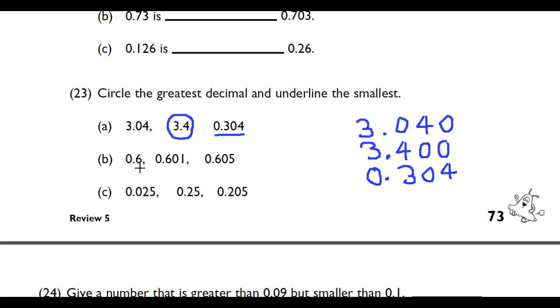0.6 looks like 600. 0.61 is 610, this is larger than that, and this is 65. So this is the largest, and this is smallest. Now this looks as if it's 600, right? 600. Next, C, 0.025 looks like 25. This looks like 250, and this is 205. Okay, this is middle, this is the largest, and this is the smallest.